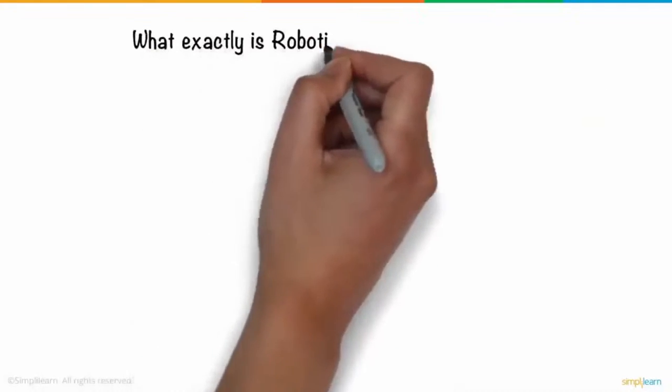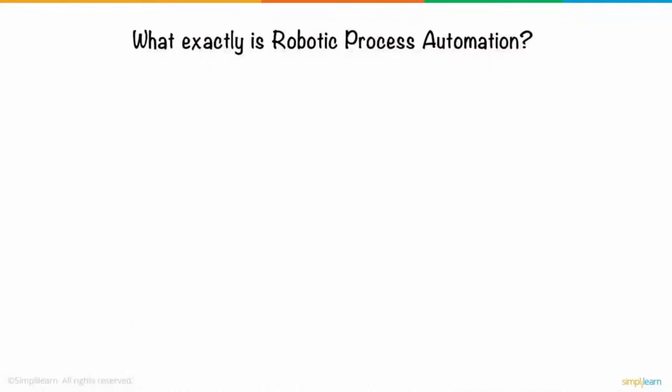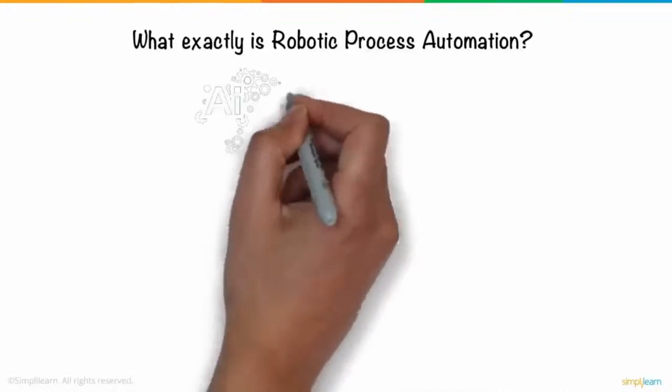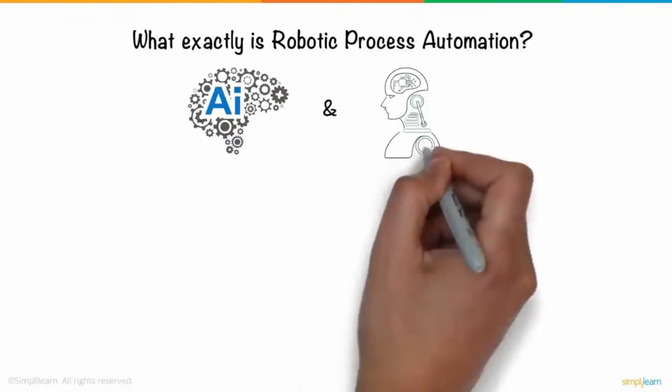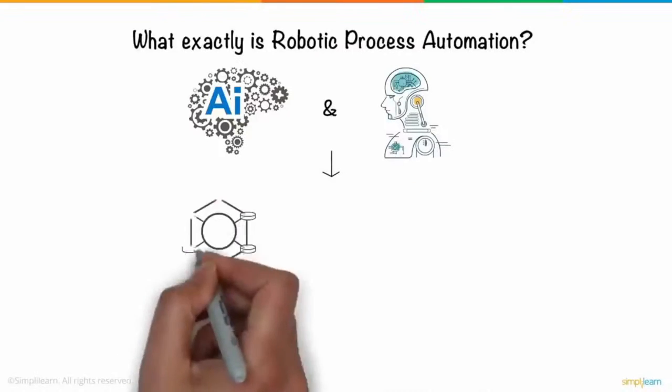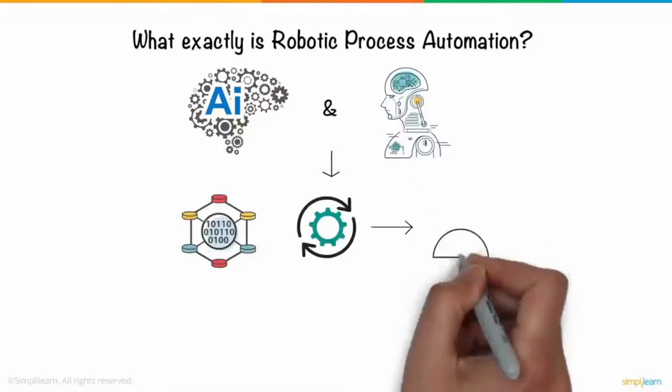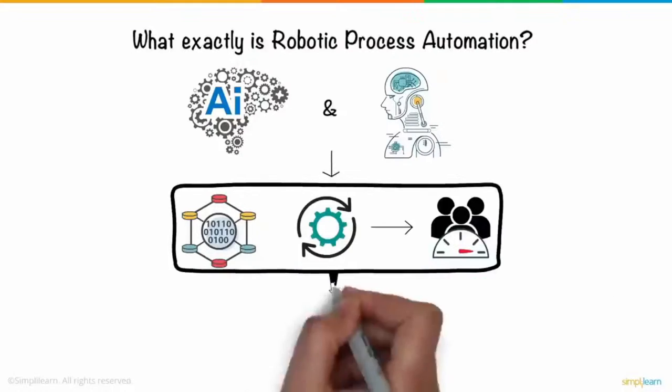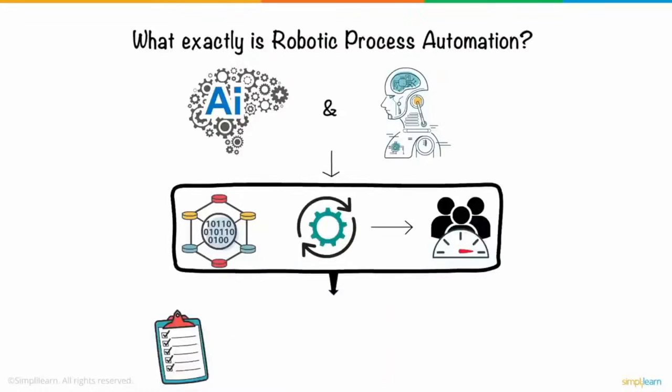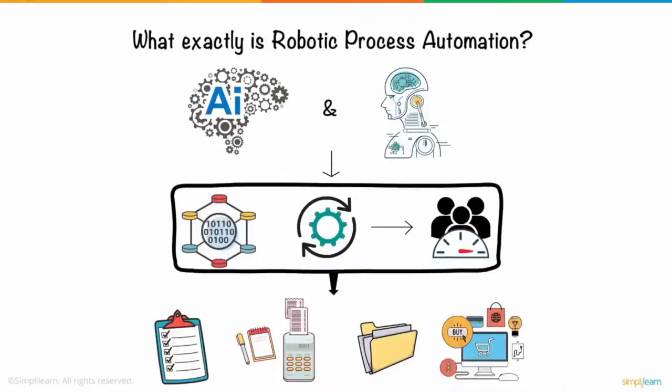So, what exactly is Robotic Process Automation? Robotic Process Automation, RPA, is the use of software with artificial intelligence and machine learning capabilities to handle high-volume, repetitive tasks that previously required humans to perform. Some of these tasks include addressing queries, making calculations, maintenance of records, and performing transactions.